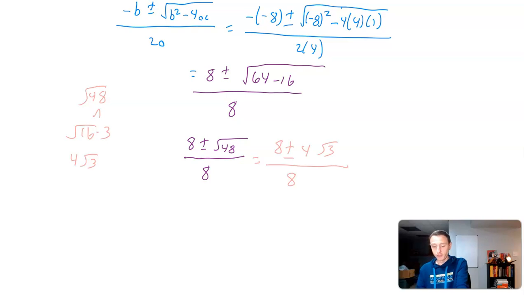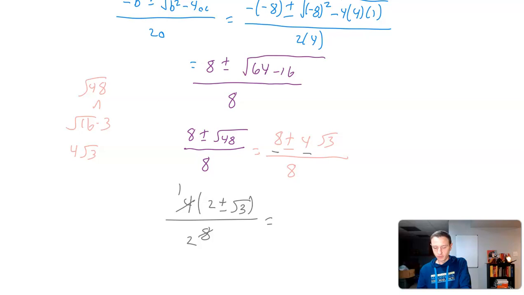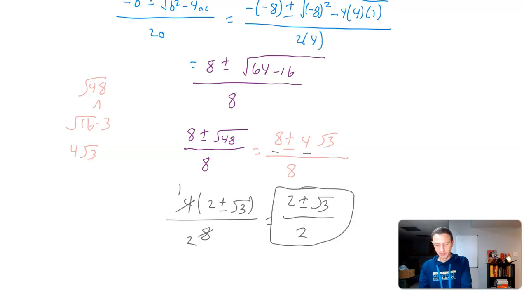Not out of the woods just yet, because with 8 and 4, I can take out a 4 from there. So I'm going to take out 4. 8 divided by 4 is 2, plus and minus the square root of 3, over 8. And then 4 over 8 is going to simplify to 1 over 2. 4 goes into 4 once, 4 goes into 8 twice. So we'll have 2 plus minus square root of 3, all over 2. There is our answer. There's our long-winded answer.